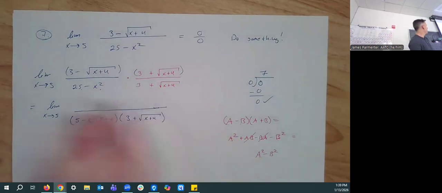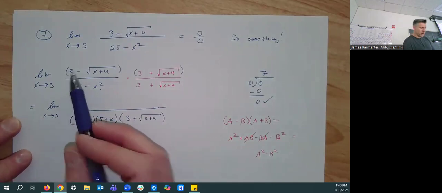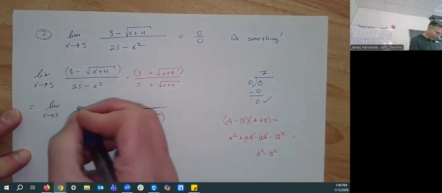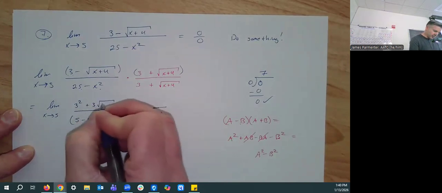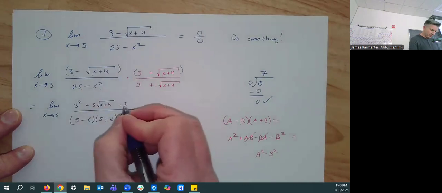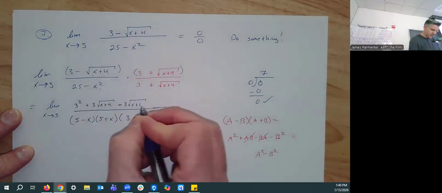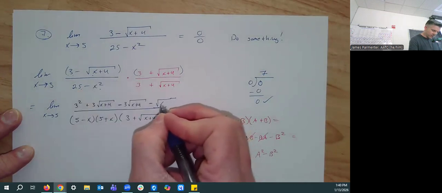And on top, we should skip the writing it all out. I shouldn't really write this, but I'm going to: 3 squared plus 3 times the square root of x plus 4, minus the square root of x plus 4 times 3, which is 3 times the square root of x plus 4, minus the square root of x plus 4 times the square root of x plus 4.